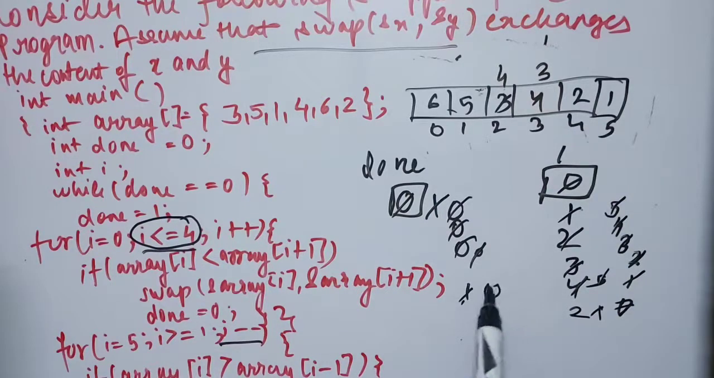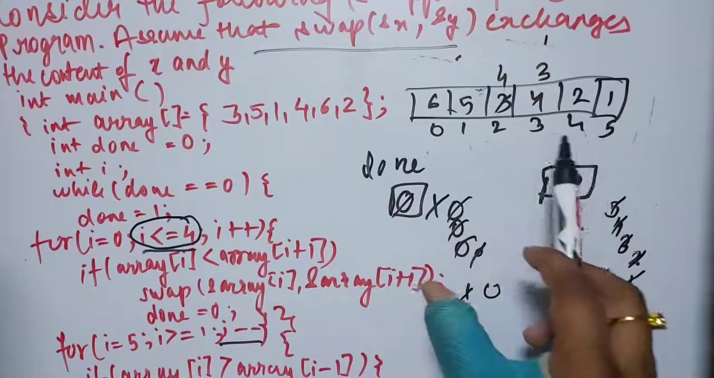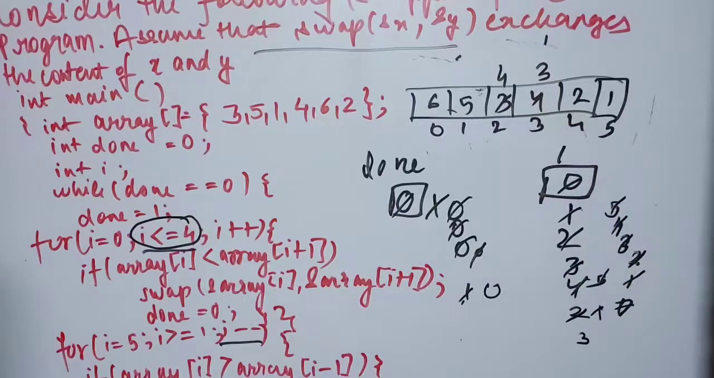Done is equal to 0 again, and now i gets incremented to 3, and it will check here if 3 is less than or equal to array of 4. No, the condition here is false. So it will not enter the body, and i gets incremented by 1. So i is equal to 4 here, and 4 is less than or equal to 4. The condition here is true.